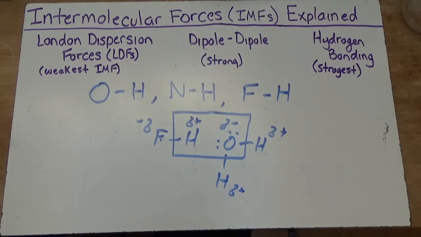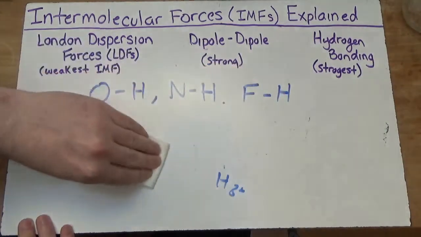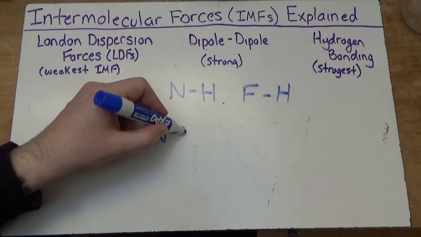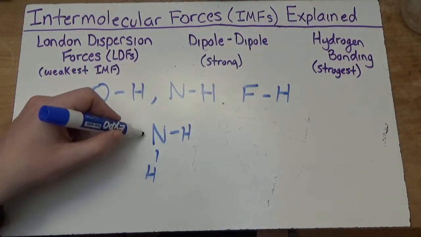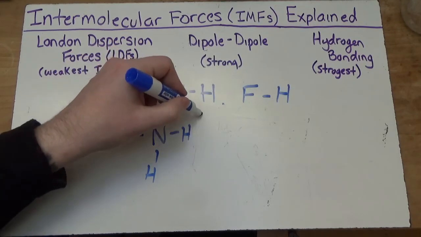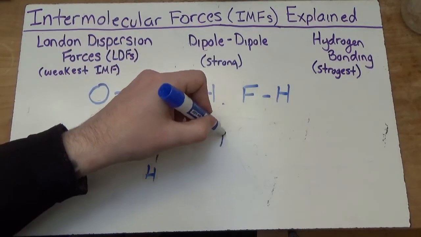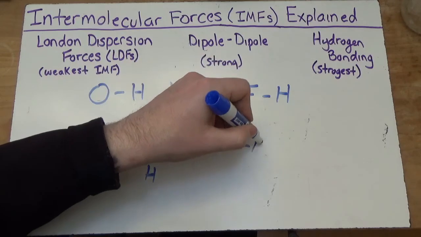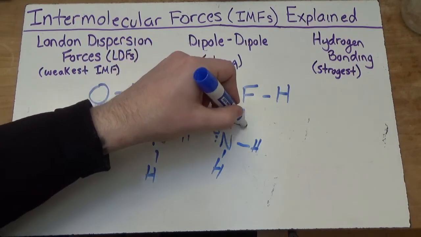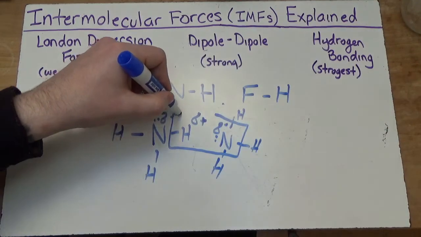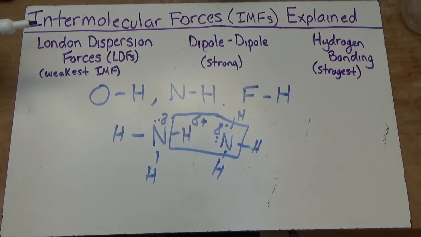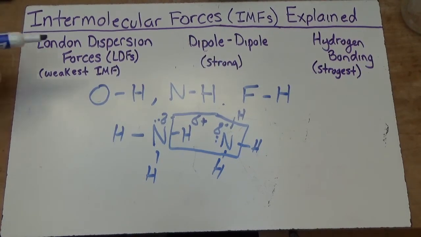For another example, if I had a sample of NH3s, N is partially negative, H is partially positive, and if I have another NH3 over here, the interaction between the partially negative N and the partially positive H would be a hydrogen bond.